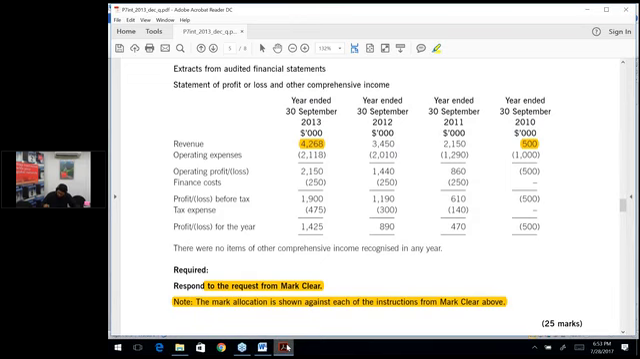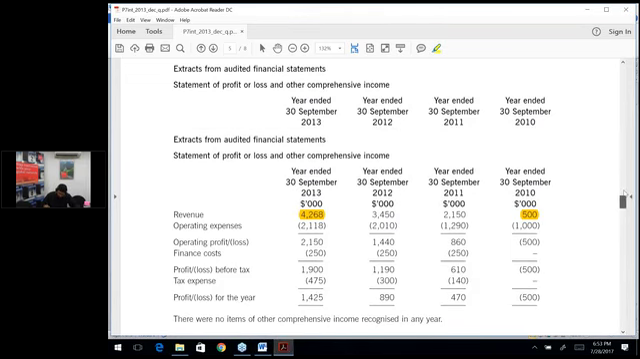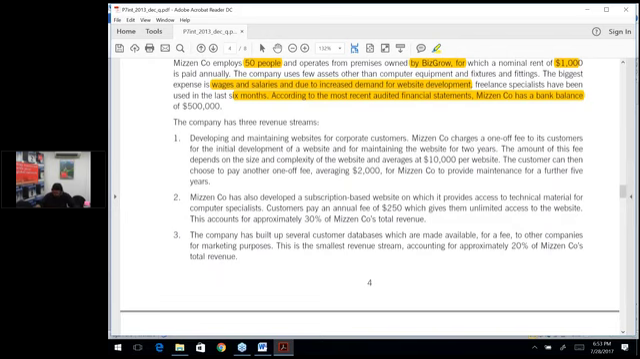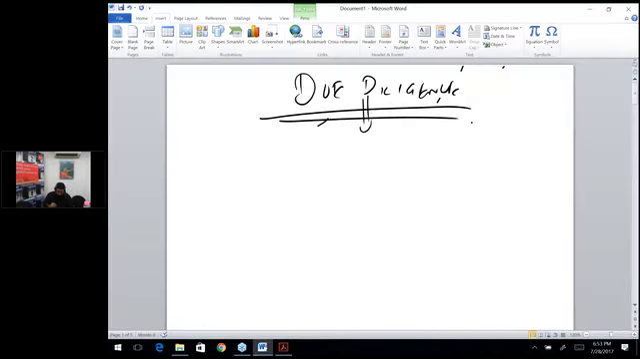Now what else? That says the company has 3 revenue streams. Now what are those 3 revenue streams? It says developing and maintaining websites for corporate customers. Mizzen charges a one-off fee to its customers for the initial development of the website and for maintaining the website for 2 years. The amount of this fee depends on the size and complexity of the website and averages $10,000 per website. Customers can then choose to pay another one-off fee averaging $2,000 for Mizzen to provide maintenance for a further 5 years. Now, how is it all about?